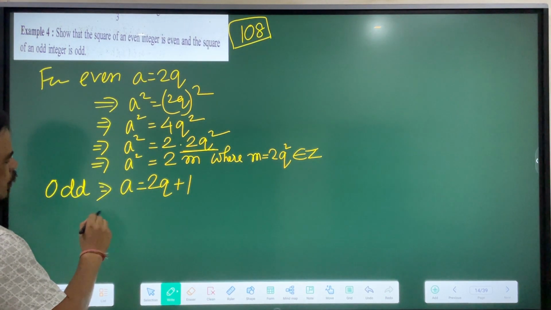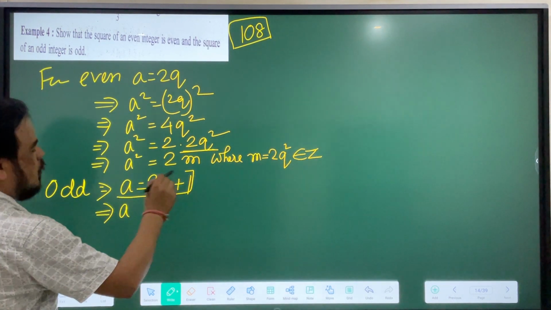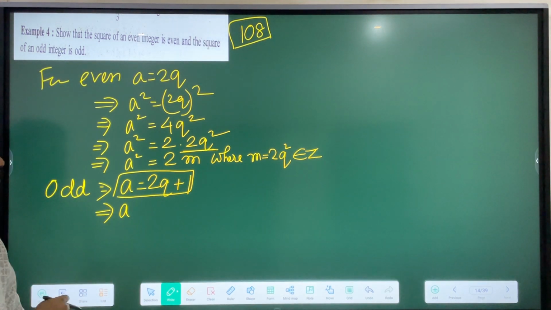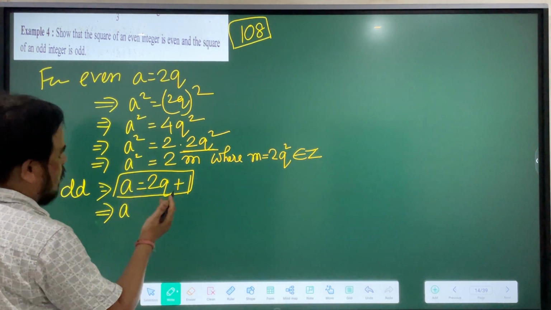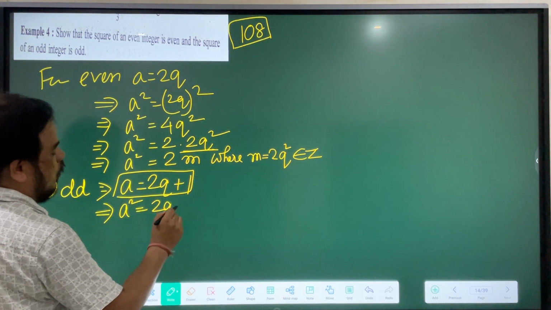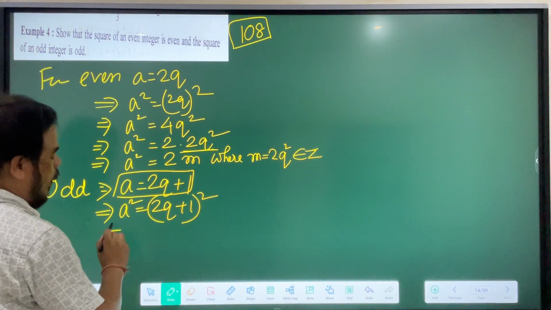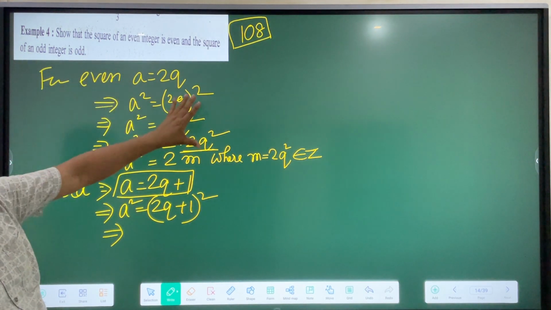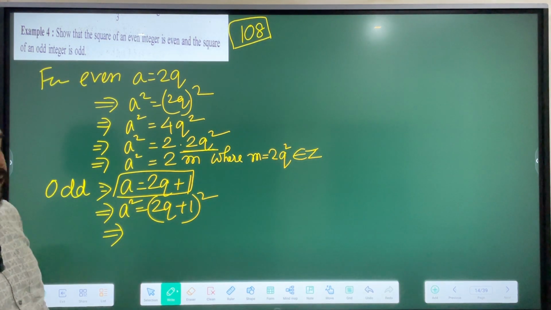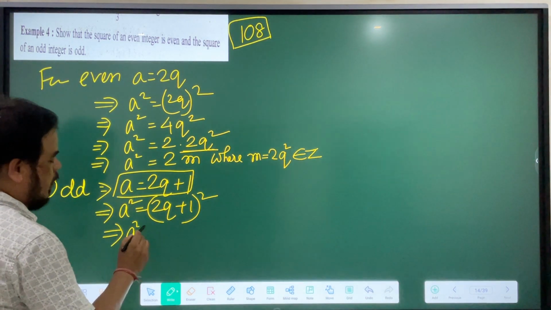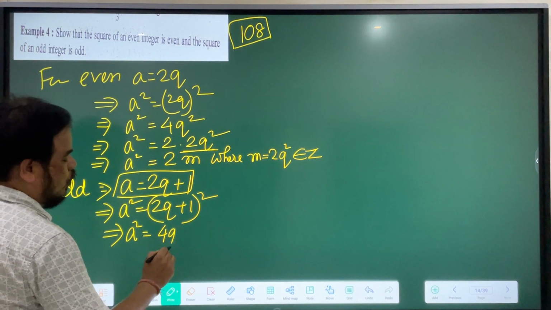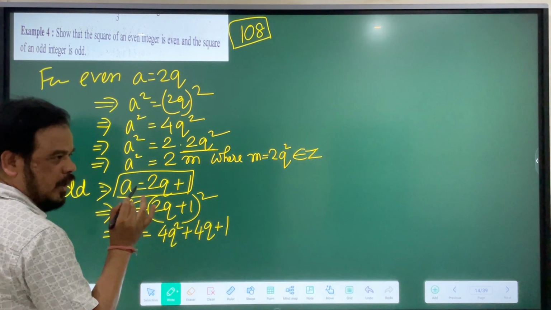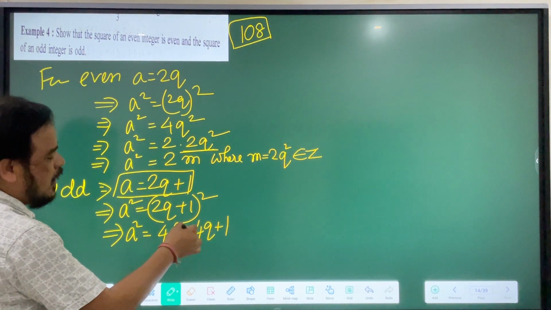Very simple. This one also we will do squaring both sides. From where did we get this one? Page number 108. You can go back to page number 108. You can see today's video also, first video, first page. So a square is equal to 2q plus 1 whole square. Why are we squaring? Because in the question the square is given. Even squaring is done. Now we are going to do odd squaring. Squaring both sides, a square is 4q square plus 4q plus 1. I have applied the a plus b whole square formula directly. You are in class 10 now, so you don't have to do a square plus 2ab again like that.